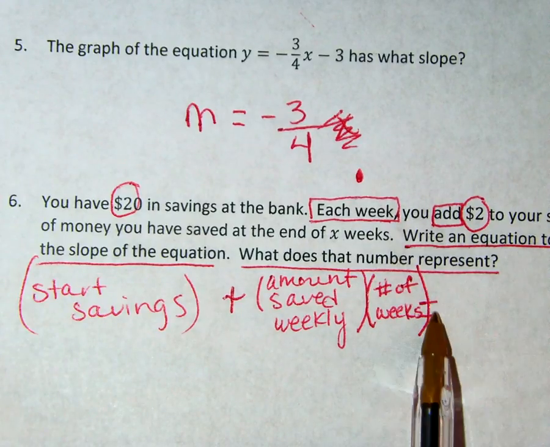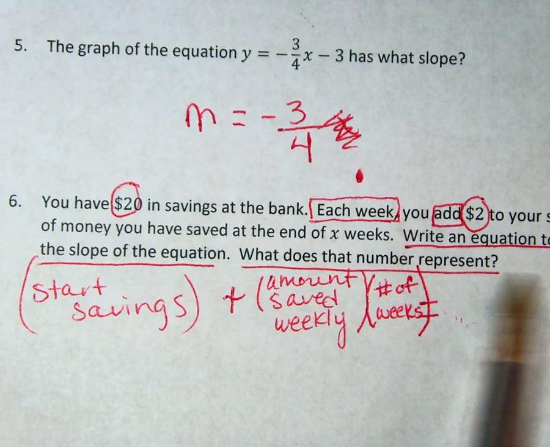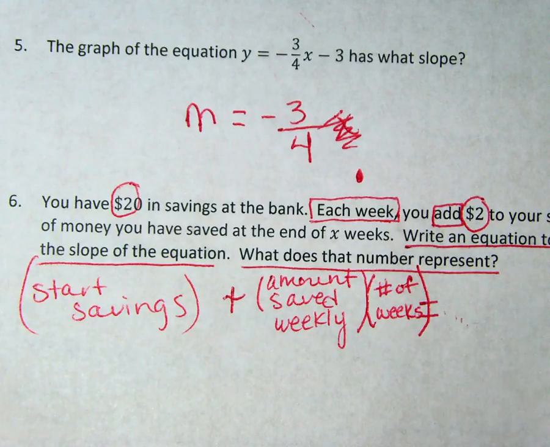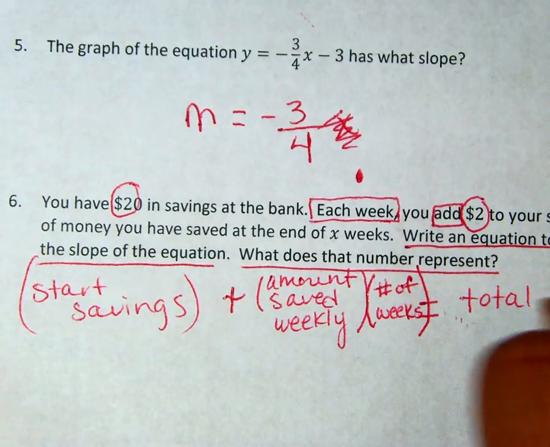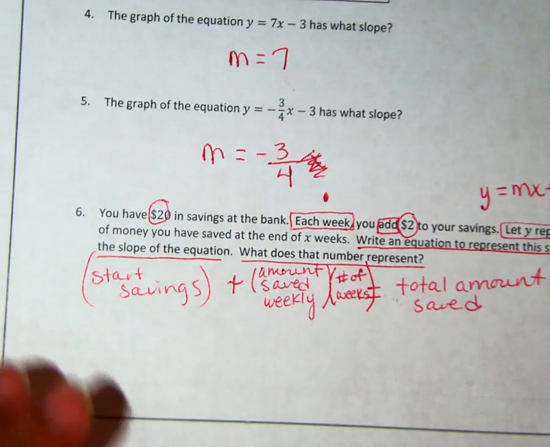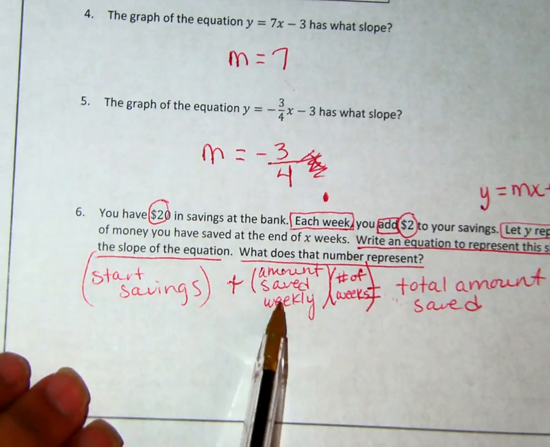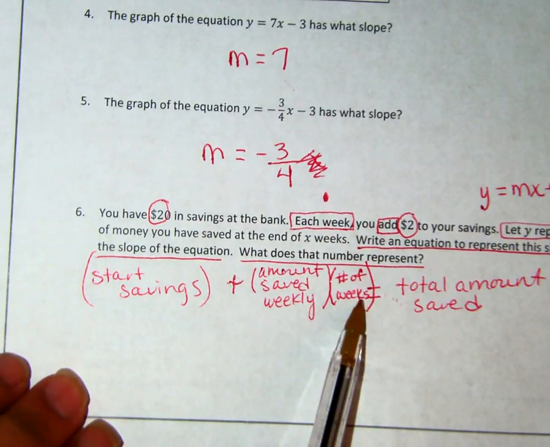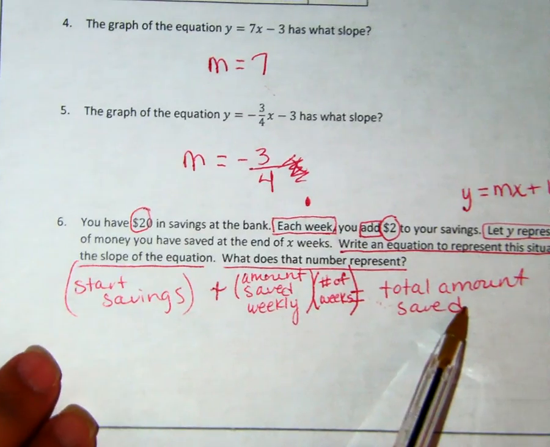All right, now I'm going to move on to the right-hand side. What's going over here on the right? What do we annotate for our equal sign? Y. Y is going to represent the total amount saved. So I have that what I started with plus the amount I saved weekly times my number of weeks is going to be equal to the total amount I saved.